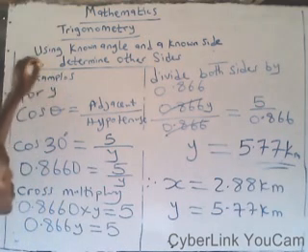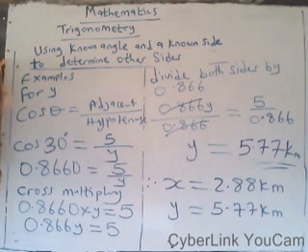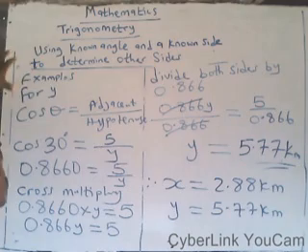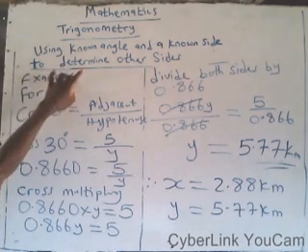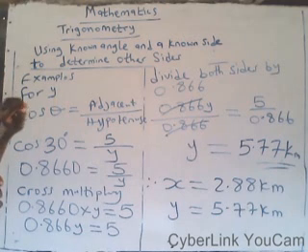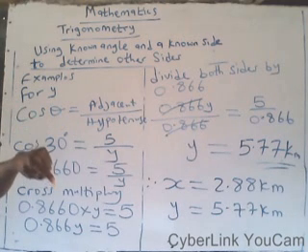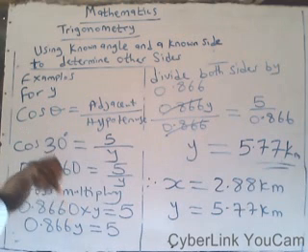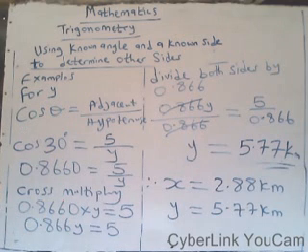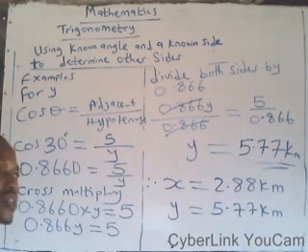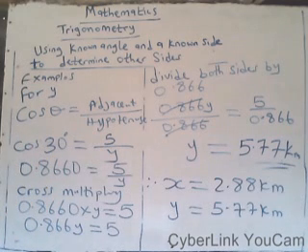Now I want to point out something. For the case of the three examples given, once you are able to use the so-called relationship to determine one side, the third side can be determined using Pythagoras theorem. If you use Pythagoras theorem to determine the third side, you are going to arrive at the same answer as when you use the so-called relationship.